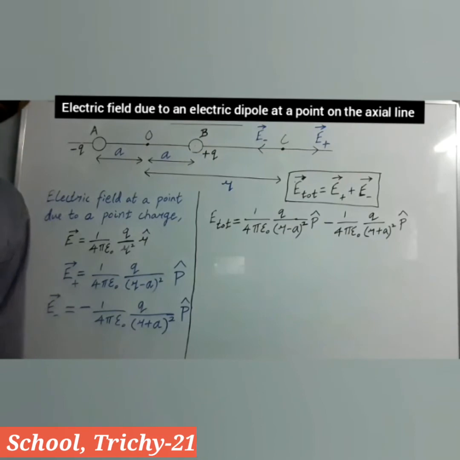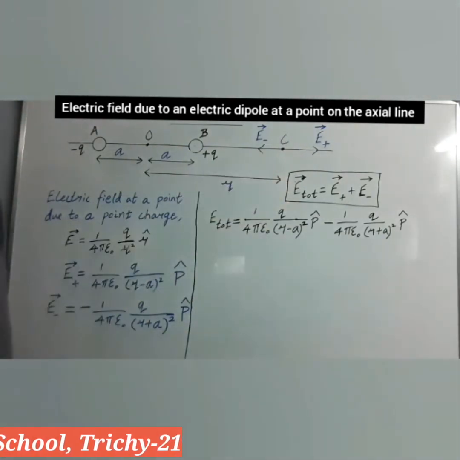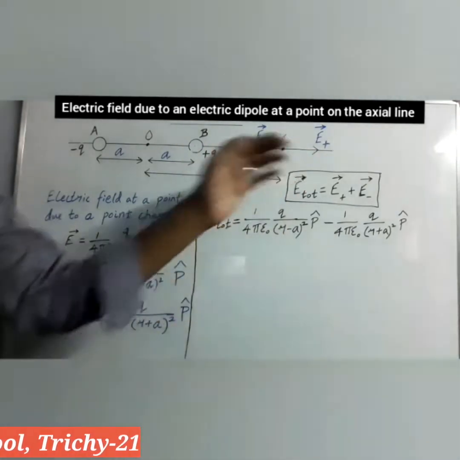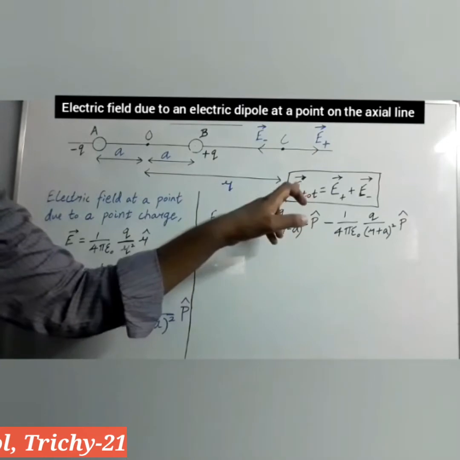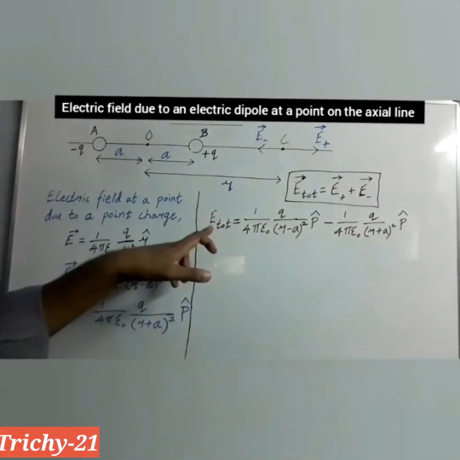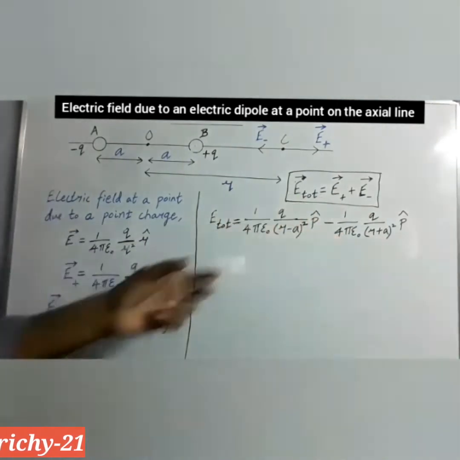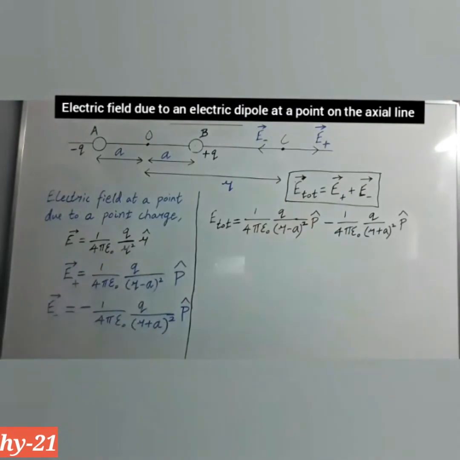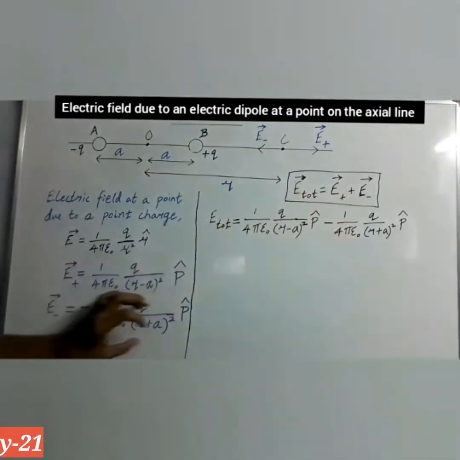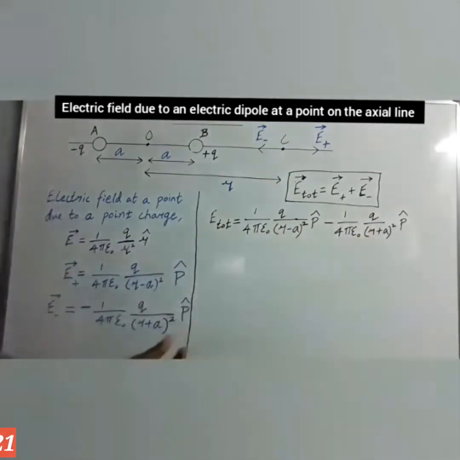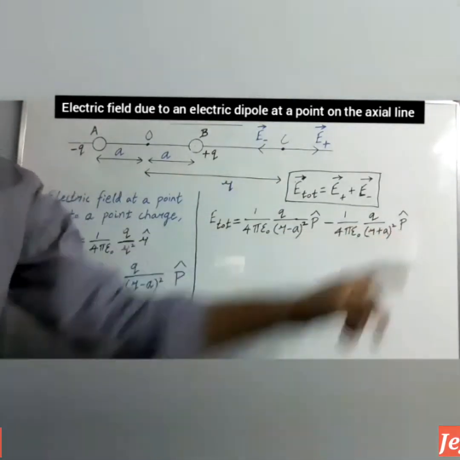The total electric field at point C is calculated using the superposition principle of the electric field. That means we can add the two electric fields to get the total electric field. So the total electric field at the point C is equal to the addition of the two electric fields: 1 by 4 pi epsilon naught q by (r minus a) the whole square into p cap. Actually plus is there, but in this expression we have the minus sign. So minus 1 by 4 pi epsilon naught q by (r plus a) the whole square into p cap.